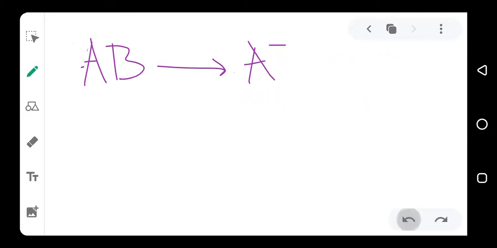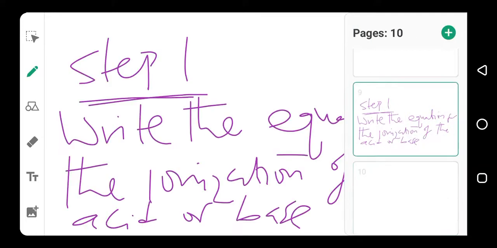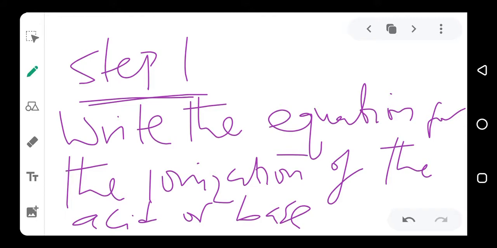Okay, that is the first step. Write down the equation for the ionization. This is the first step. Now, step 2.